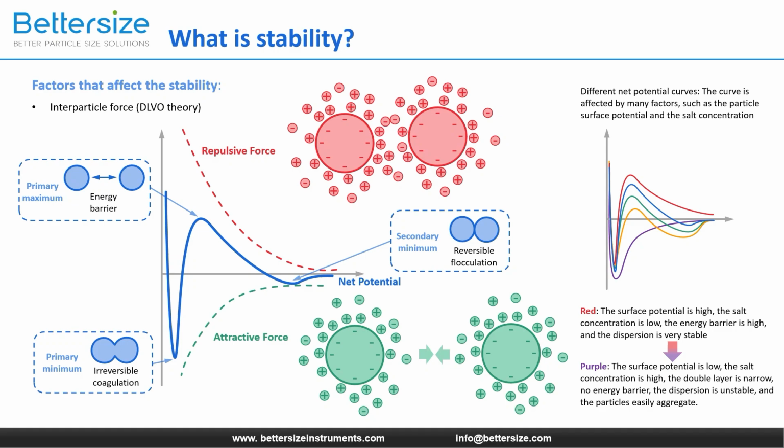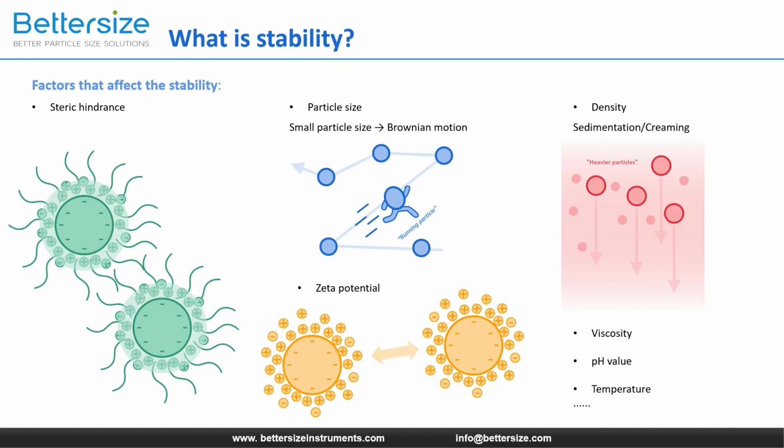In contrast, if the surface potential of the particles is low or the salt concentration is high, the dispersion is quite unstable, and the particles easily aggregate. Steric hindrance reduces the possibility of particle aggregation, increasing the stability. When it comes to particle size, small particles lead to stronger Brownian motion, which reduces the possibility of particle aggregation as well. High zeta potential ensures repulsive force between particles.